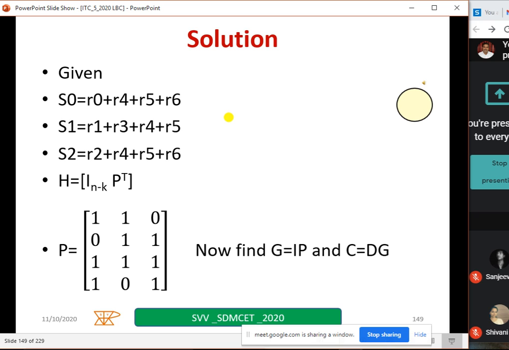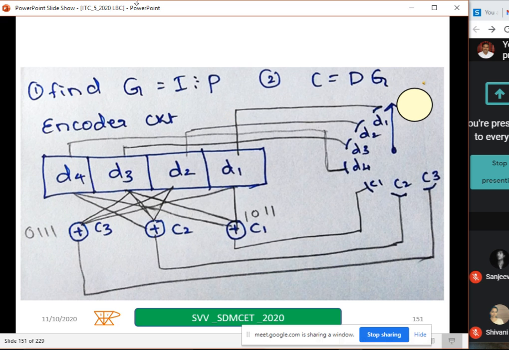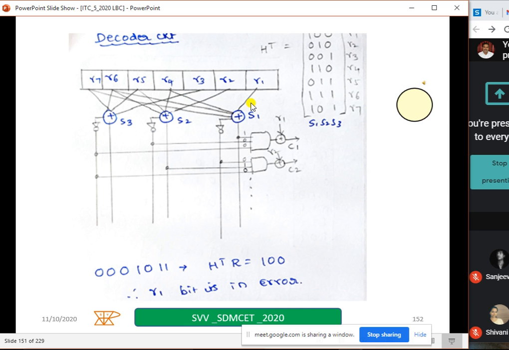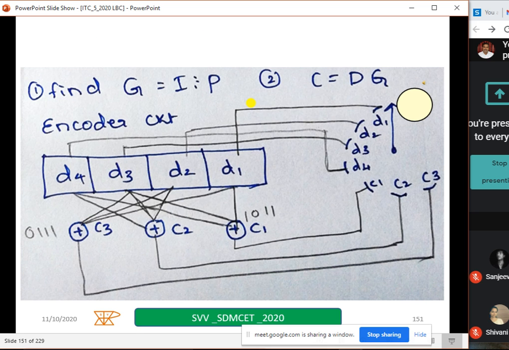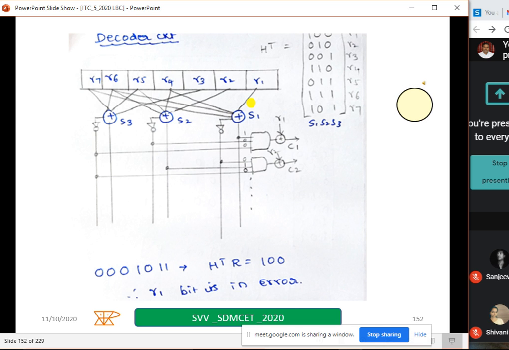Write down the G matrix. G equals identity followed by parity. Then C equals D into G. All these things are known to you. And then you can write the encoder circuit. This is the way you can write the encoder circuit. Similarly, the decoder circuit you can draw the way we have discussed using H transpose. Remember, for the encoder we need P, for the decoder we need H transpose.